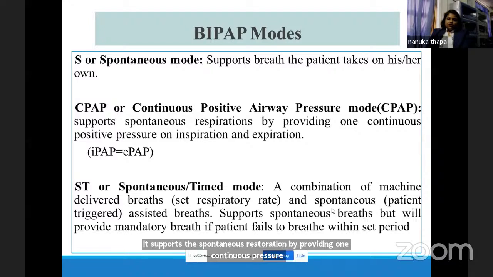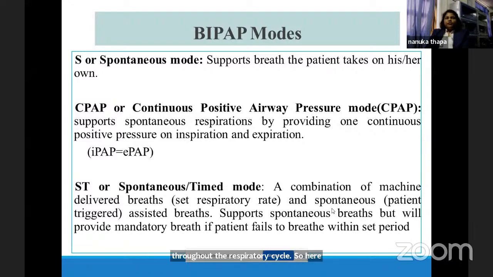And what is ST or spontaneous timed mode? It is a combination of machine delivered breaths, such as a set respiratory rate, and spontaneous, that is patient triggered assisted breaths. It supports the spontaneous breath but will provide mandatory breaths if the patient fails to breathe within the set period.